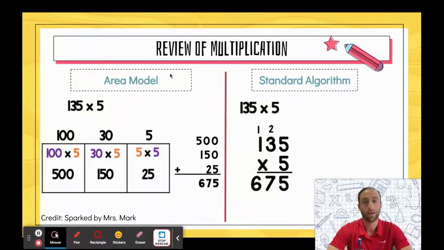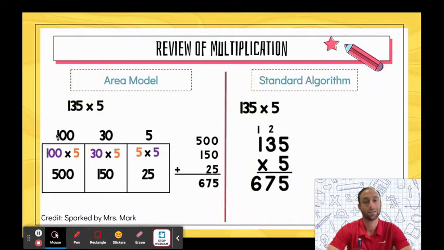So for the area model here, we're going to make a long rectangle, okay? And we're going to separate it into 1, 2, 3 boxes. That's because 135 has 3 numbers in it, and each of those numbers have their own value. So the 5 in the ones place has a value of 5. That goes outside the box here. 3 in the tens place has a value of 30. That goes outside the box here. And the 1 in the hundreds place has a value of 100, and it goes outside the box right here.